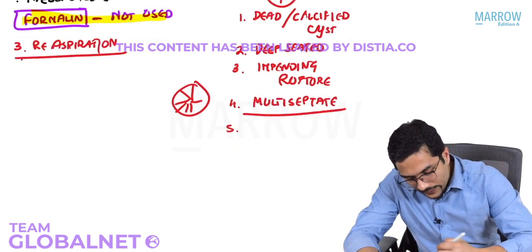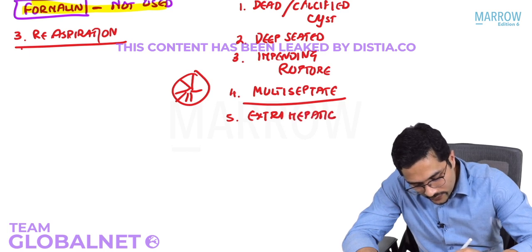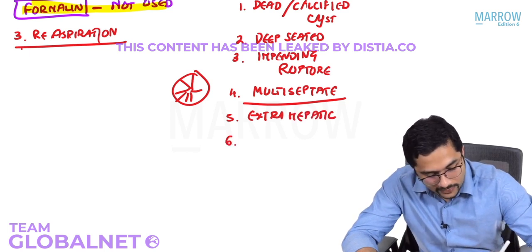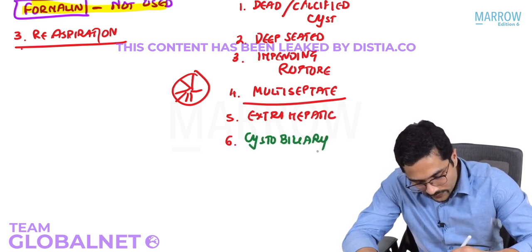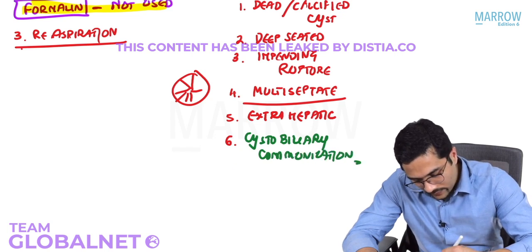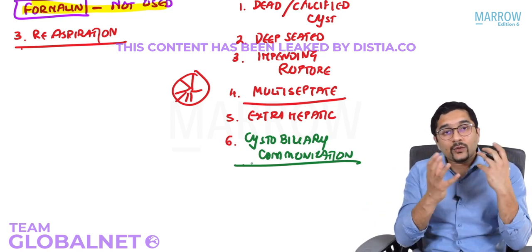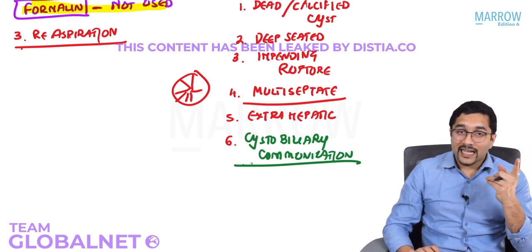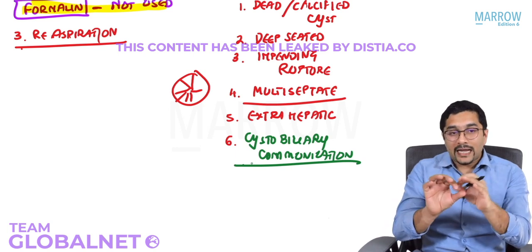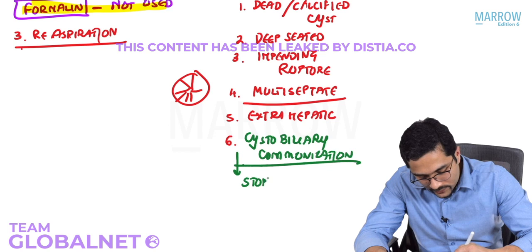Right? Then extrahepatic cysts. Extrahepatic cysts are a contraindication. And if you have a cystobiliary communication, that means when you aspirate first, if you aspirate and you get bile, that means the cyst is communicating with a bile duct. That is cystobiliary communication. So on aspiration, if you get bile, we need to stop the procedure.